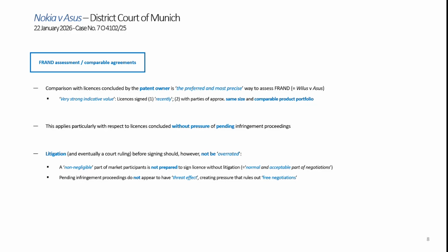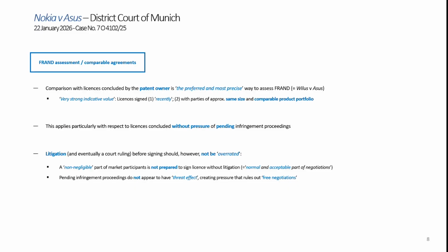The court here was very nuanced. It said the fact that there was litigation and eventually even a court decision before the signing of a comparable license should not be overrated. Why? Because the court saw that there is a non-negligible part of the market participants that is not prepared to sign a license without litigation. So in a sense, according to the Munich court, litigation is a normal and acceptable part of negotiations.